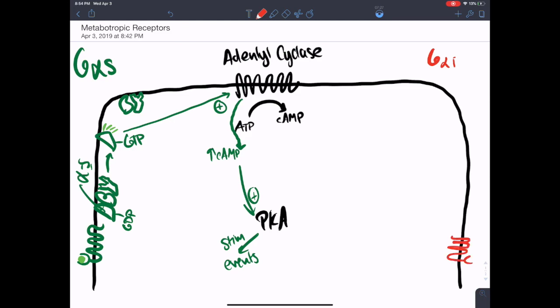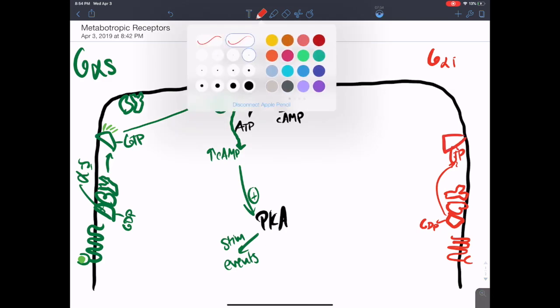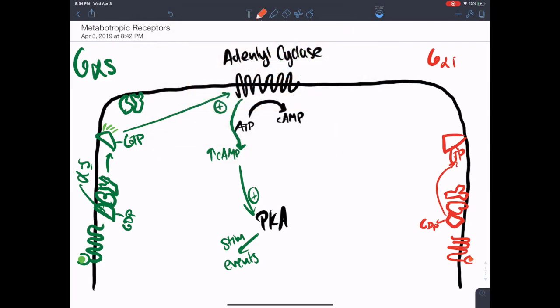So here's your 7-pass G protein coupled receptor. Here's going to be your alpha subunit, which I always draw as a triangle, your beta, and your gamma subunit. And there's actually going to be another significant difference here, but what's going to happen is basically the same thing. You're going to get this GDP-bound alpha subunit to be converted to a GTP-bound alpha subunit. And that's going to be in response to some kind of ligand binding to this G protein coupled receptor and leading to this exchanging effect of the GPCR.